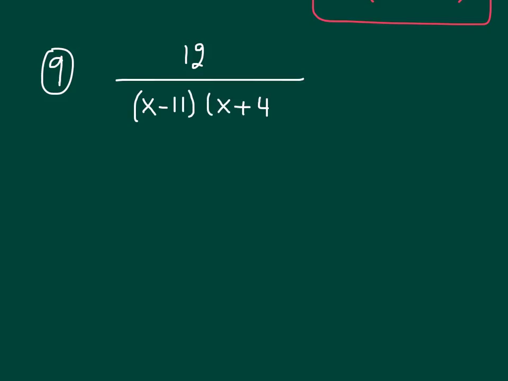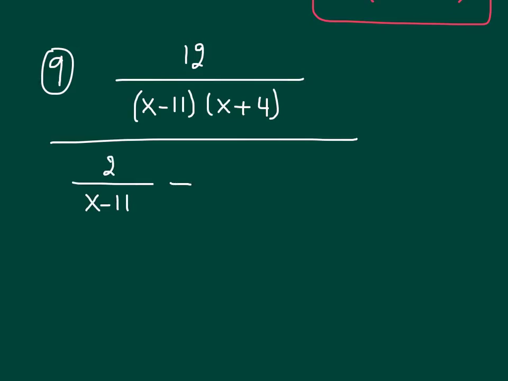Okay, finally number 9. Number 9, we have 12 divided by an expression x squared minus 7x minus 44. I need you to factor it into x minus 11 and x plus 4. On the bottom, you have 2 over x minus 11 plus 1 over x plus 4.